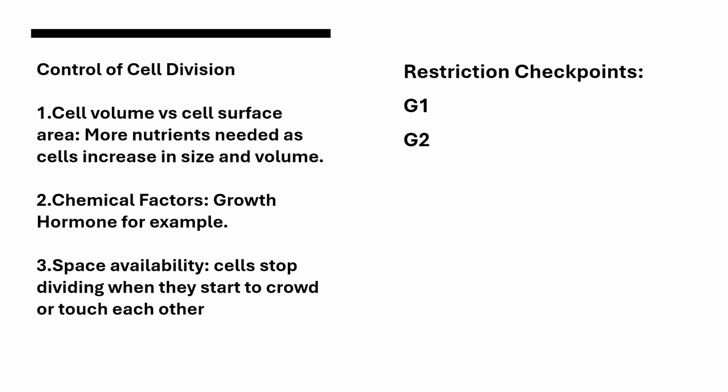Over here, we have some restriction checkpoints. Checkpoints are key events in the cell cycle where cell division processes are checked. If faulty, they stop there and get repaired before they move on. So the G1 checkpoint is a restriction point. It's the most important of the checkpoints. If the cell does not pass, it enters G0, in which no further division occurs.